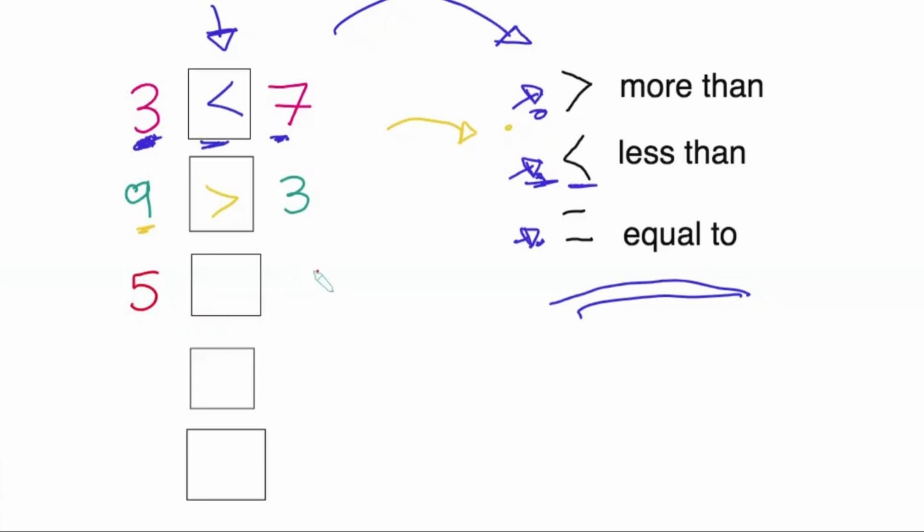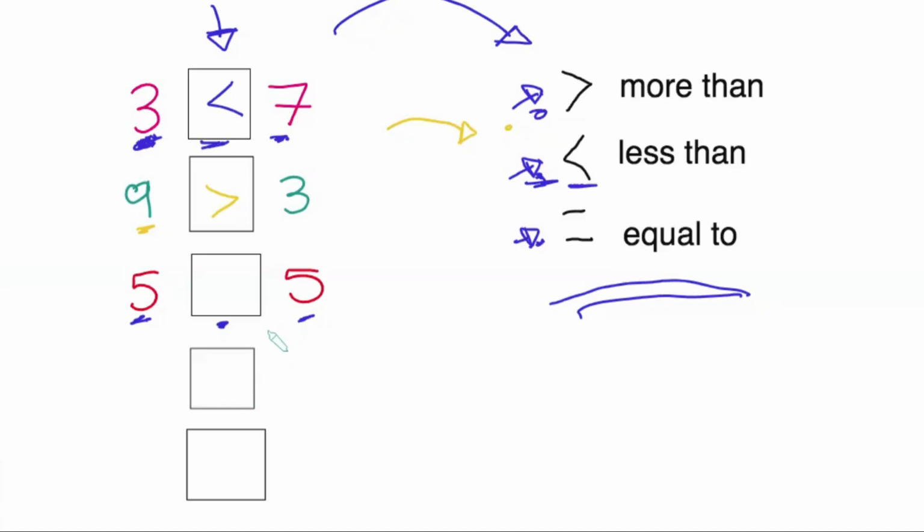Now, shall we move on to the next one? Let's read this number sentence together. 5 is something to 5. Now remember, we're comparing the numbers. So how does 5 relate to 5? Is 5 more than 5? Is 5 less than 5? Or is 5 equal to 5?